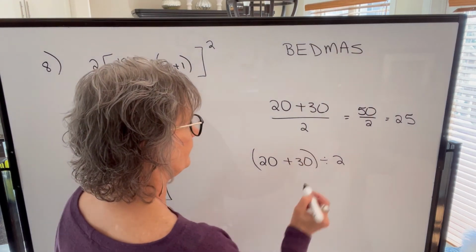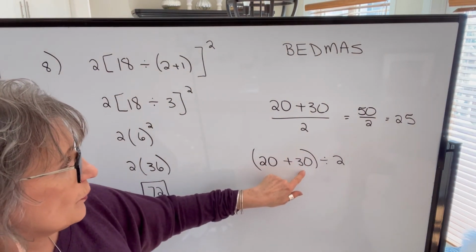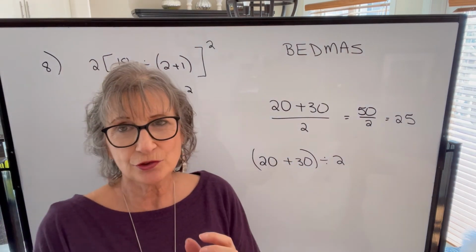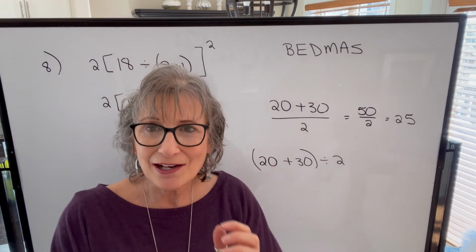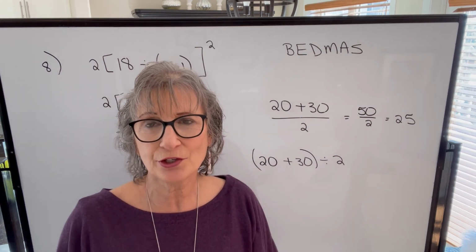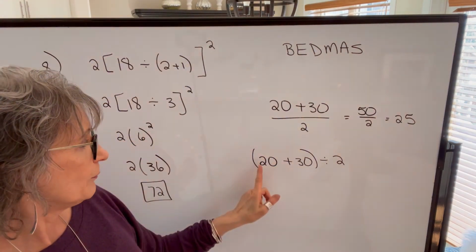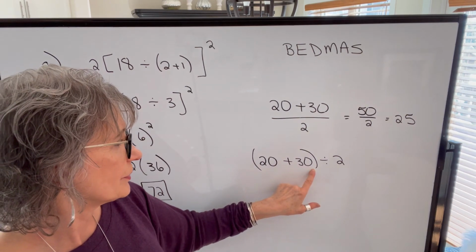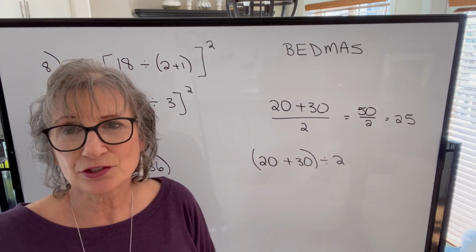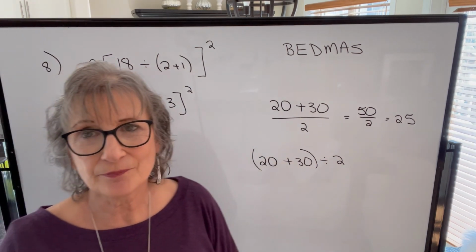You can use parentheses. And that's what this means. If you were to write it in this form, when you have an expression in the numerator and you divide by the denominator, it's like there are brackets around that whole expression in the numerator, and the same thing if you have an expression in the denominator. So this really means parentheses 20 plus 30, and then divide by 2. So that forces your calculator to add before dividing.